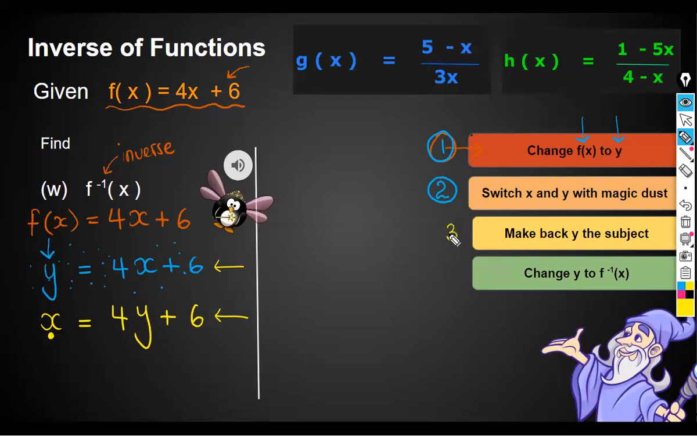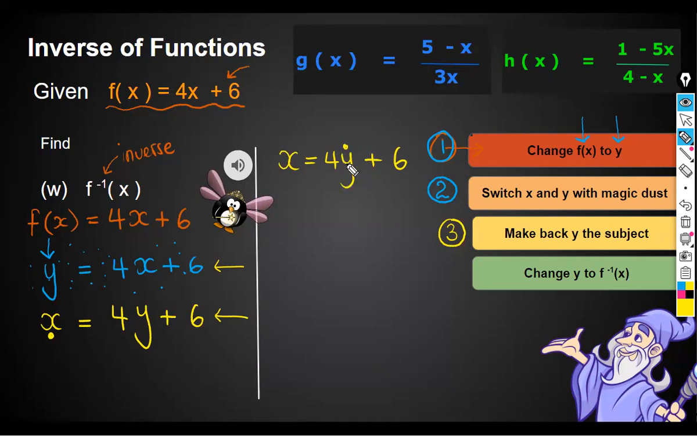But according to step 3, we're supposed to make back who the subject? Y the subject. So I'm running out of space here, right? To make y the subject, let's write back this here. X is equal to 4y plus 6. We're going to try to get y on one side and everyone else on the other side. Now, I think I mentioned this in the homework. Whenever I say to make something the subject, like the letter y, it really doesn't matter which side y is on. He just has to end up on one side by himself.